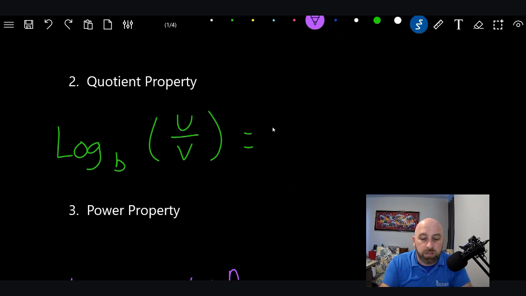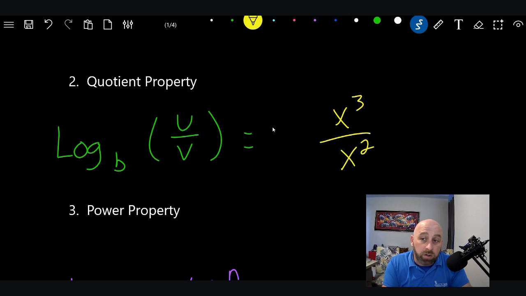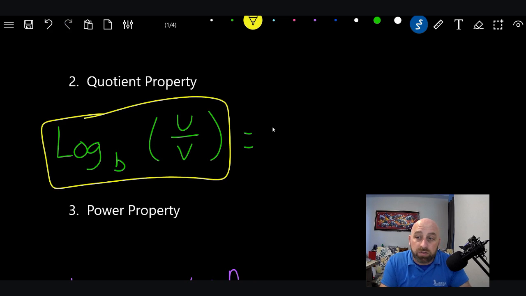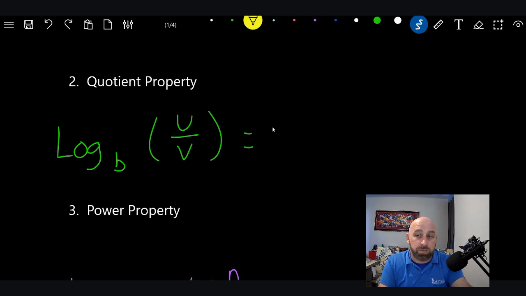The quotient property. Quotient means division problem or the answer to a division problem. Remember when we did exponents, x cubed over x squared? What did we do? We subtracted and we got x to the 1, or x, because we subtract. That's how we divide exponents. When we divide exponents, we subtract exponents. Remember, these are just fancy exponent problems. They're just inverse exponential equations. So we're going to solve them the same way.